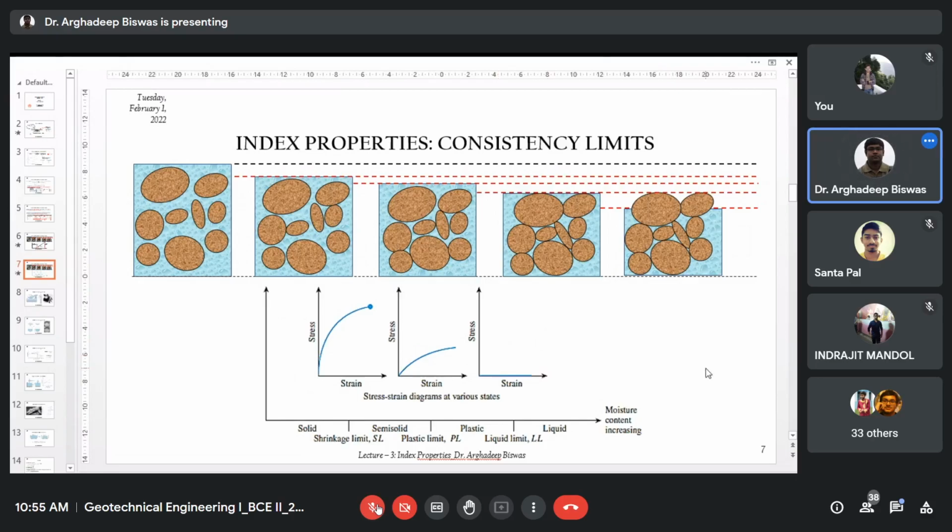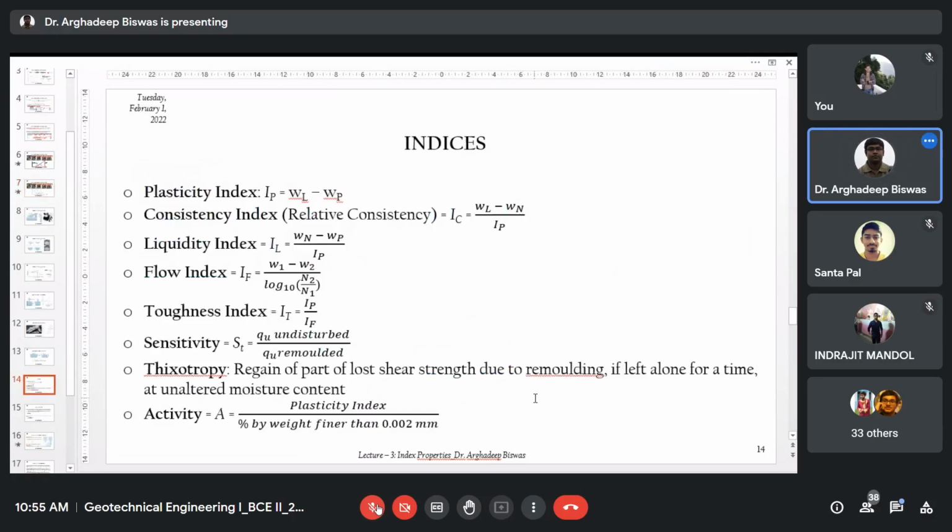Here some indices based on the liquid limit, plastic limit, and shrinkage limit are given. I would request you to remember these things. They are very helpful in indicating the nature of soil, in classifying the soil. I'll explain all those indices in the next class.